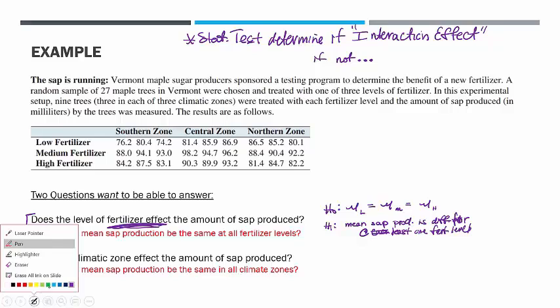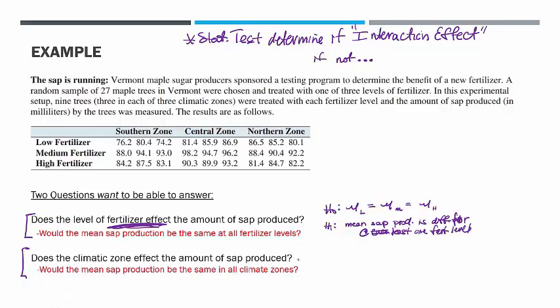And then to determine if there's a climate zone effect, the null hypothesis would be that the mean sap production for trees in the south is equal to the mean sap production for trees in the central, which is equal to the mean sap production for trees in the north, against the alternative hypothesis that the mean sap production is different in at least one climate zone.